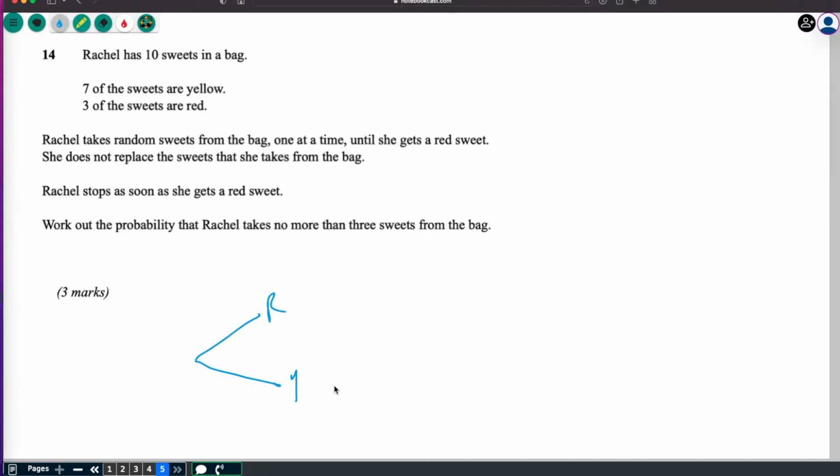But if I get a yellow first, then I could get a red or a yellow. That is where that branch stops because I picked a red. And if I pick a yellow second, then again, I could pick a red or a yellow. Okay, so this is our tree diagram. It's a bit of a weird looking tree diagram because I've only got those 3 sections.